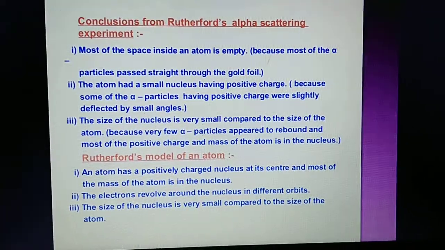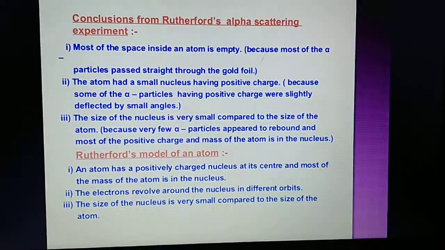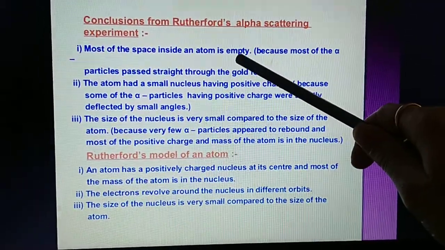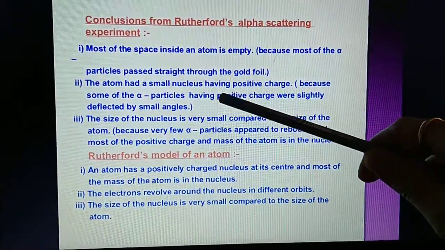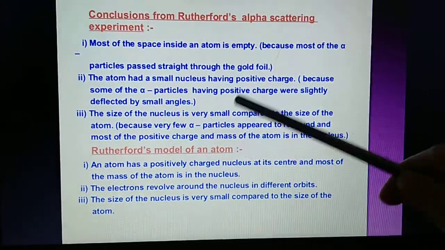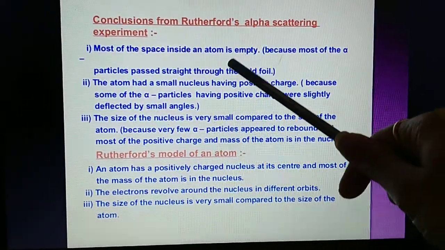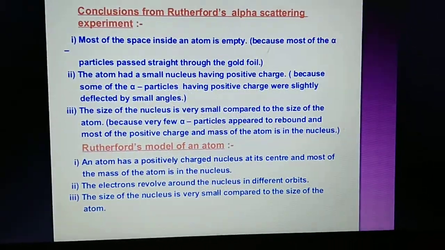What are the conclusions drawn from Rutherford's alpha experiment? Most of the space inside an atom is empty. The atom has a small nucleus having positive charge, and the size of the nucleus is very small compared to the size of the atom. So Rutherford drew these conclusions from his experiment.